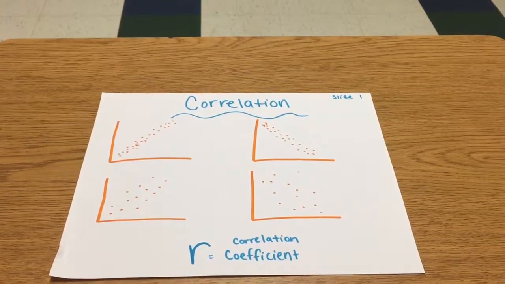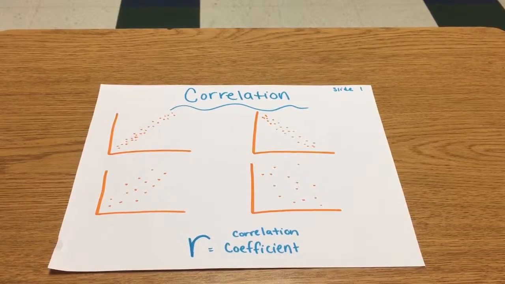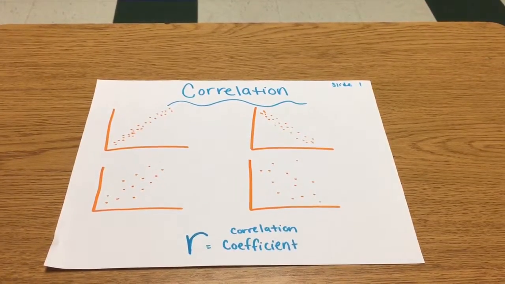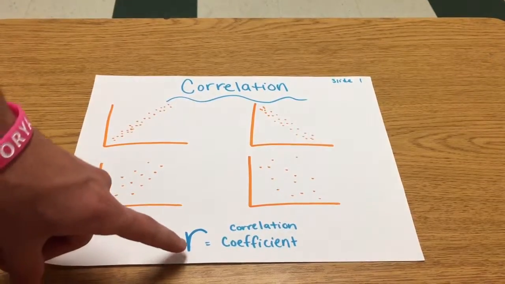Today we're going to teach you everything you need to know about correlation. Correlation measures the direction and strength of a linear relationship between quantitative variables. The symbol for correlation is R, which is also called the correlation coefficient.